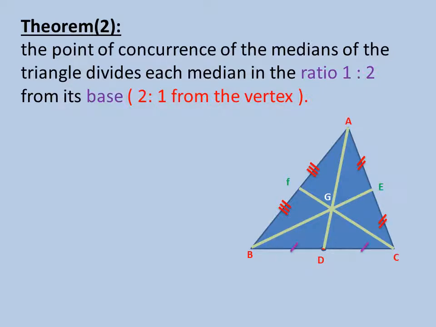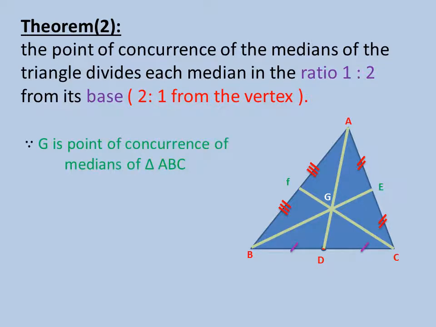theorem 1 told us that the three medians are concurrent, which means they meet at one point, which here is G. G is called the point of concurrence. The point G divides the median AD in two parts. The first part AG is from the vertex, and the second part GD is the part from the base.